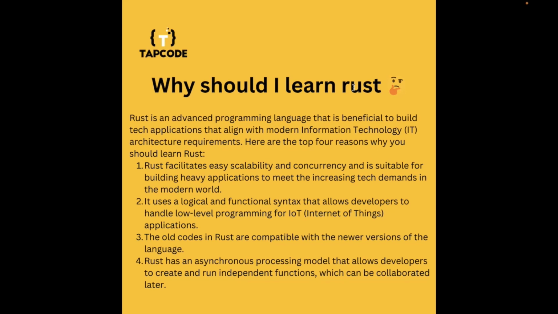Now, what do you mean by asynchronous? Well, basically, when you write in Rust, you don't need to build multiple threads just to handle multiple requests. One thread can handle different requests, meaning it's non-blocking. It's asynchronous, unlike other programming languages that are synchronous, like C Sharp, C++, and all of that.